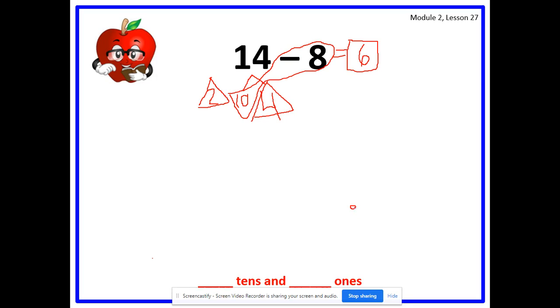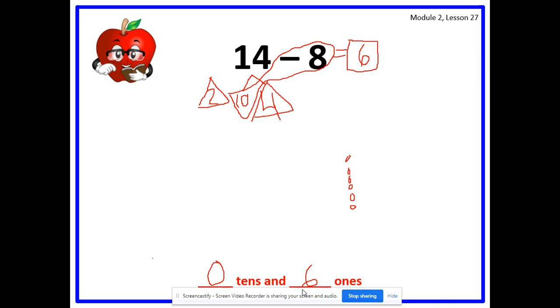So if we draw 6, we have 3, 4, 5, 6. Can we make a group of 10? Get ready. No, right? Because we only have 6 circles. We don't have enough. So do we have any 10s? Get ready. No. So we have 0 10s. And how many ones do we have? Get ready. 6 ones. Very good. So 6 only has 0 10s and 6 ones.